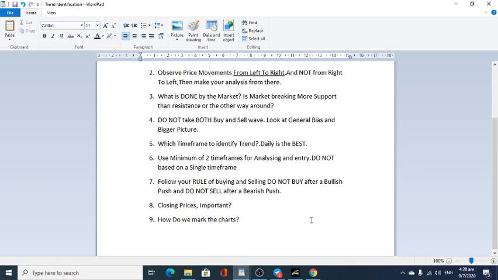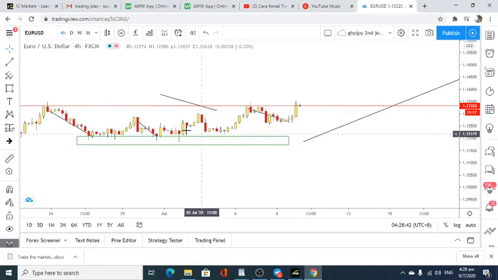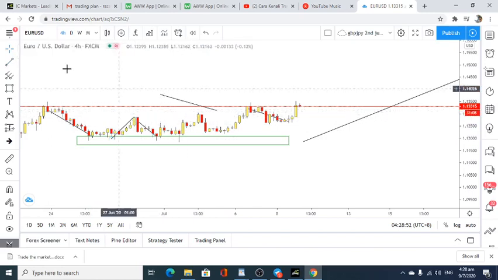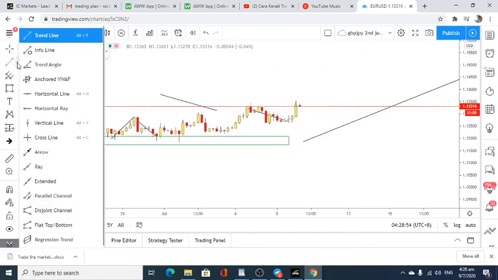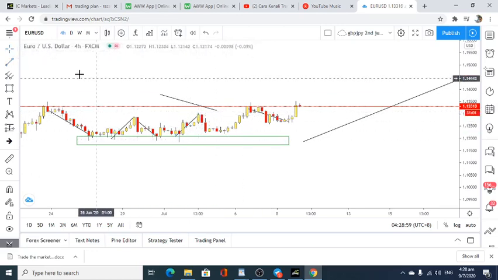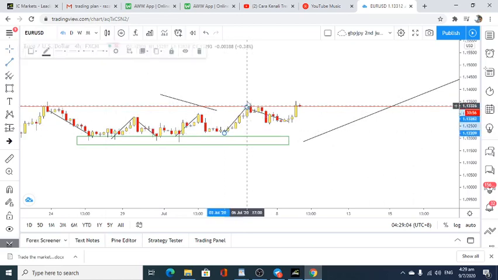So follow your rule of buying and selling. Do not buy after a bullish push and do not sell after a bearish push. This is what I emphasized just now. For instance, if you look from here, there's a push up here. After a push, if you buy, you lose. After a push, you buy, you lose.